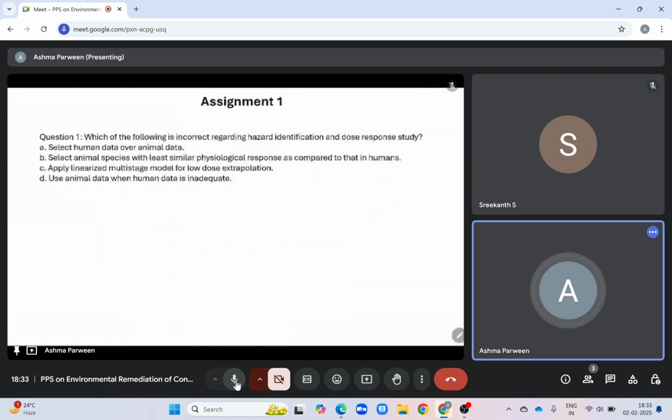The first question is: which of the following is incorrect regarding hazard identification and dose response study? A is select human data over animal data. B is select animal species with least similar physiological response as compared to that in humans. C is apply linearized multi-stage model for low dose exploration, or D is use animal data when human data is inadequate. So we have to find out which of the four points is incorrect. I'll give you all 3 minutes. Just take your time, write the option in the chat box, and then we will discuss which one is correct.